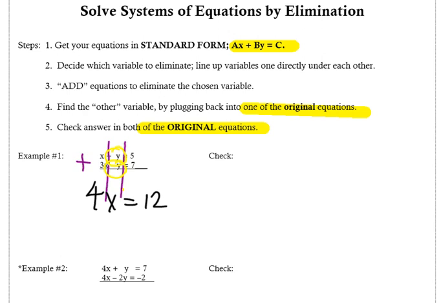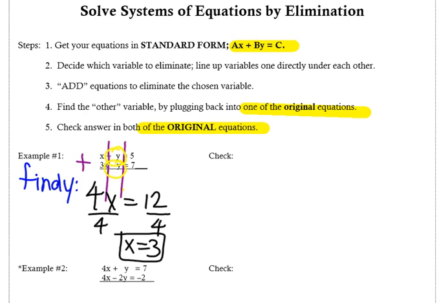Now that's a one-step equation. We solve for x, and we wind up with x equaling 3. Well, I'm halfway home, so I found my x, and now I want to find my y. So I have to go back into one of my original equations, and I want to find y.